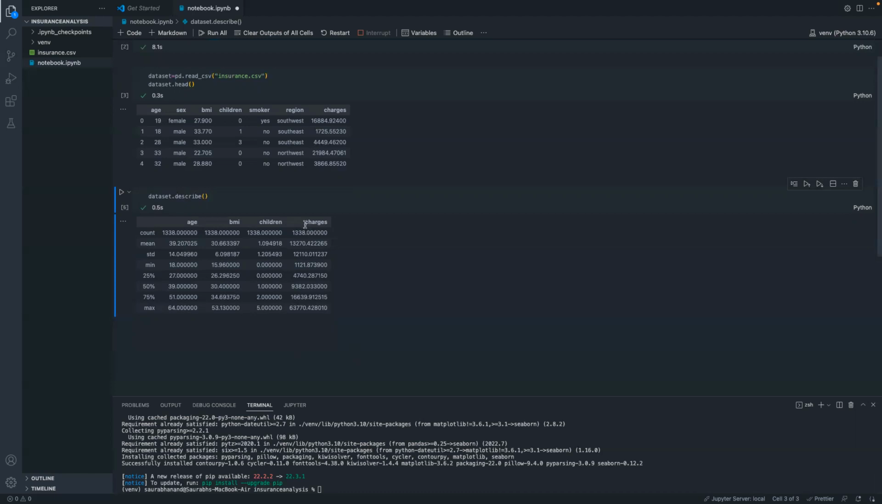The charges is our main target feature that we are trying to predict. You can see the mean charges is around 13,270, and the maximum is 63,770. This gives us a good hint that the distribution of charges is heavily skewed. It's not a perfect normal distribution, which makes sense, because most people will probably require basic medical insurance.